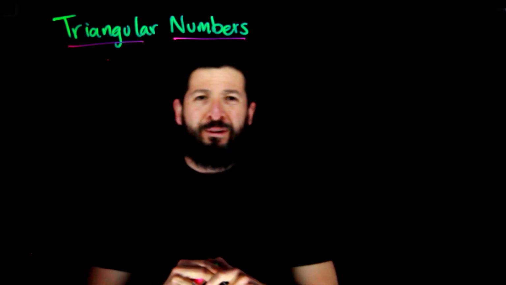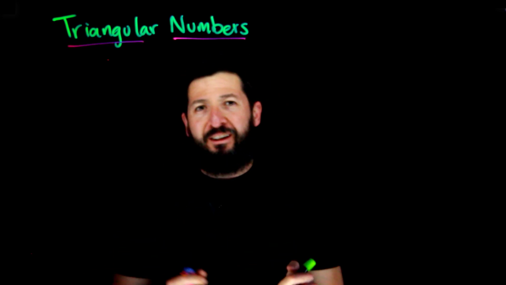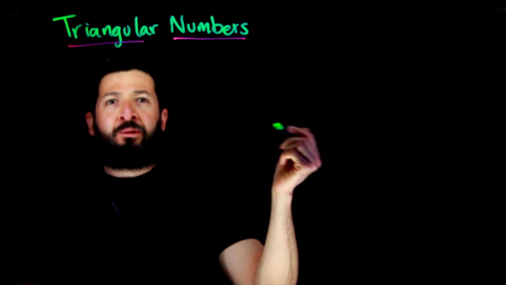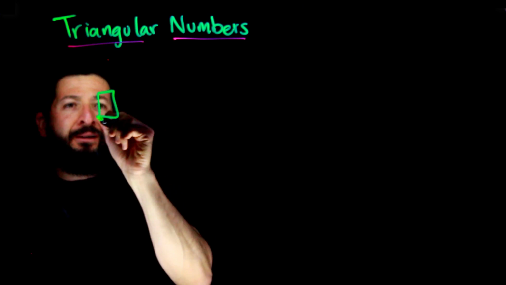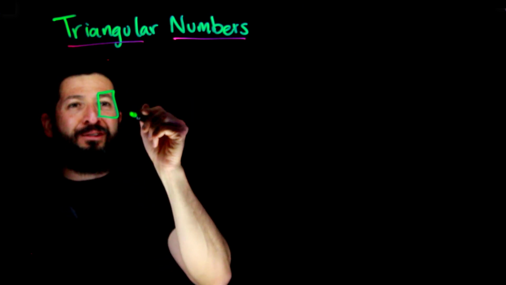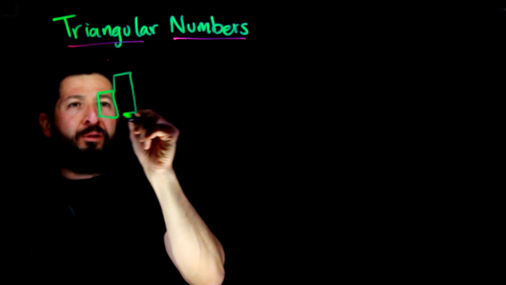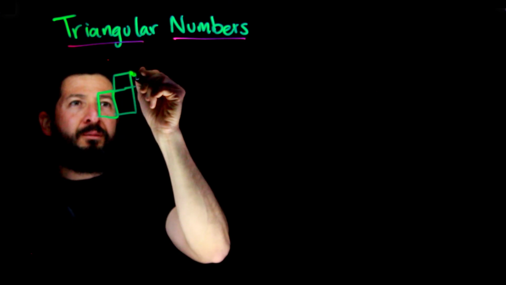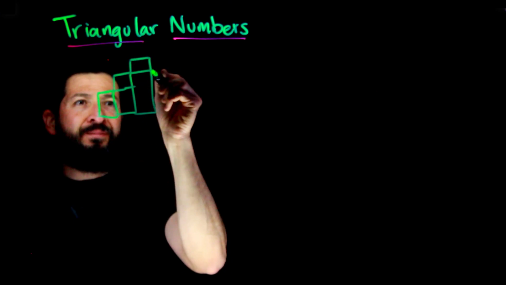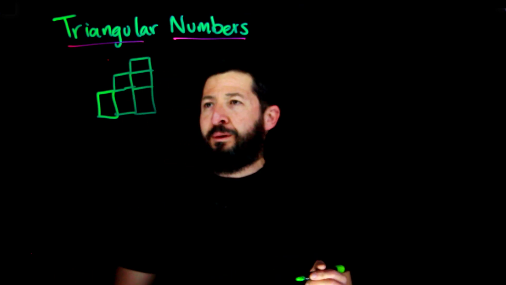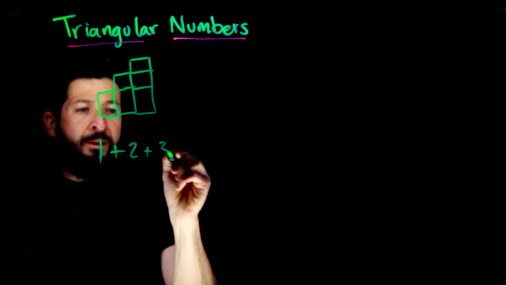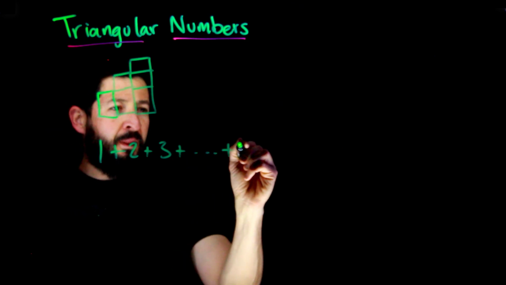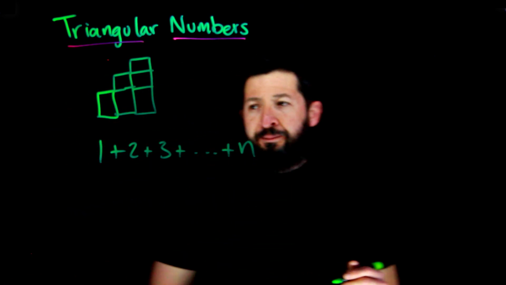Alright, today we're going to talk about a fun topic. At least I think it's fun. And it's the triangular numbers. So triangular numbers are going to be the ones formed by, well, making triangles. So 1 plus 2 plus 3 and so forth and so on. So they're going to be able to form 1 plus 2 plus 3 all the way out to n.